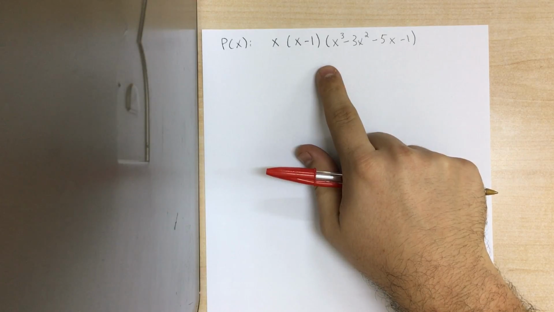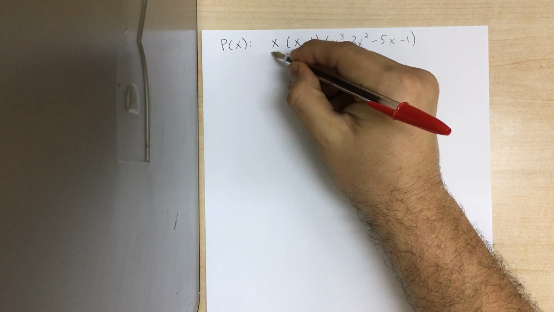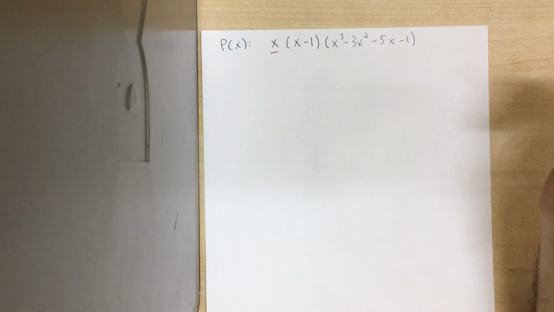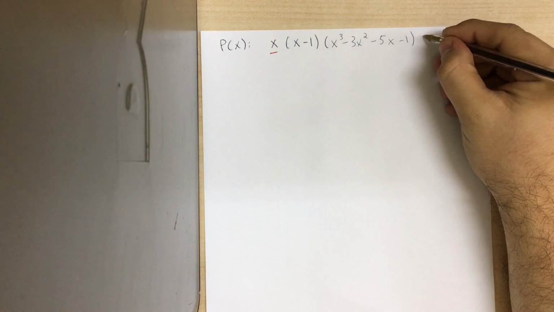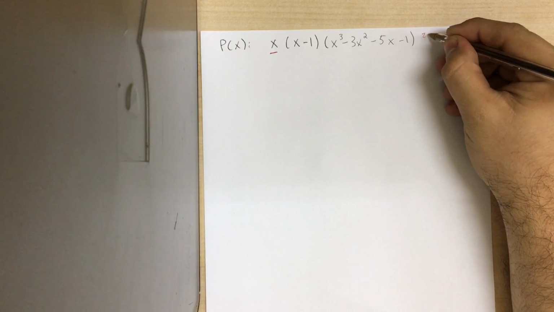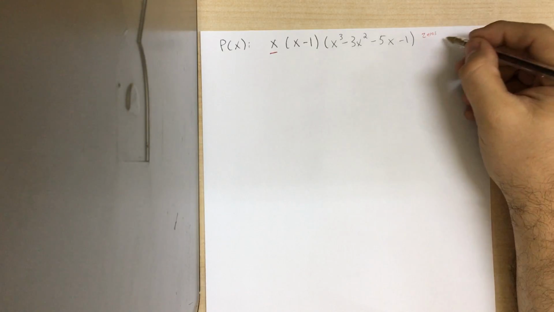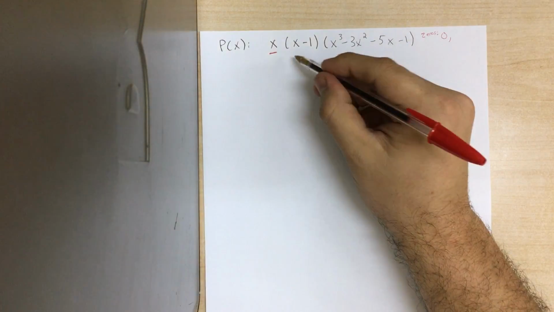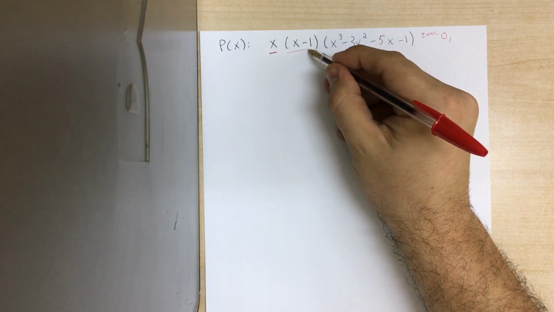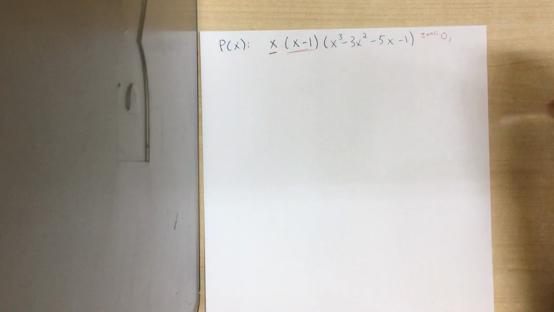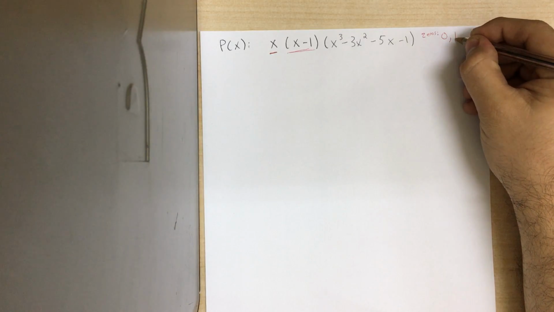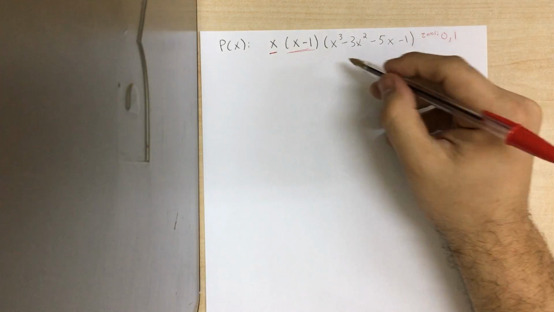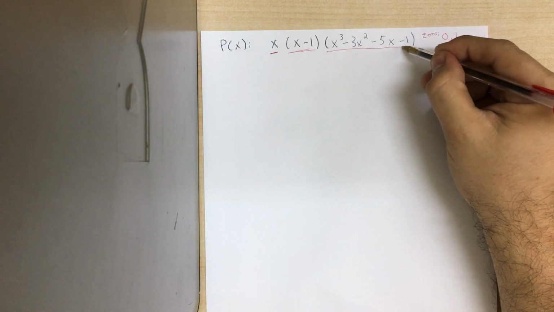And let's talk about the zeros that we've already identified so far. So we can set this x here equal to 0. That gives us a real zero of 0. So our zeros that we found so far are 0. And we can set this x minus 1 equal to 0, and that gives us 1. And now the question is, how can we factor this big polynomial down?